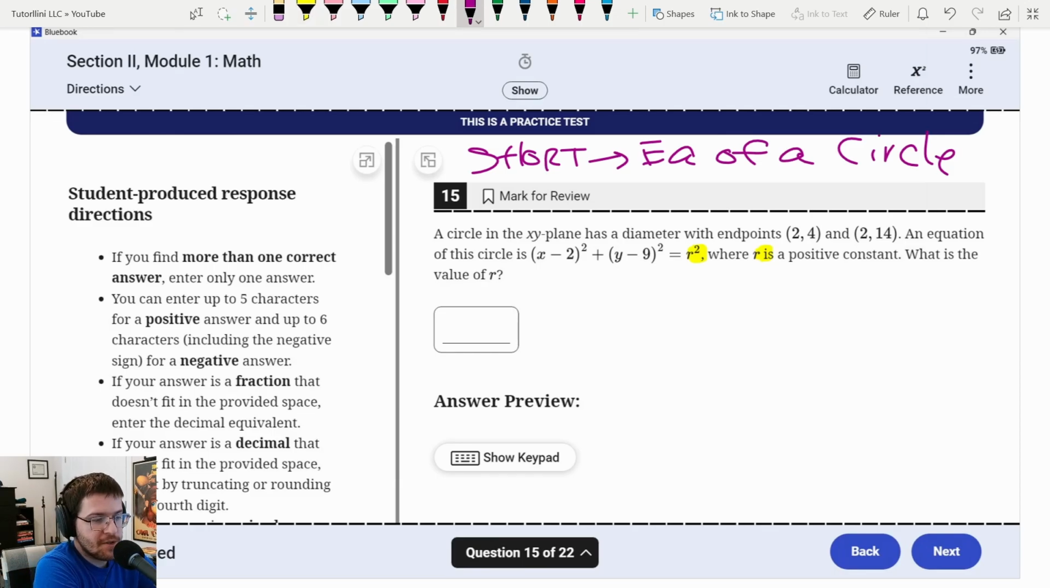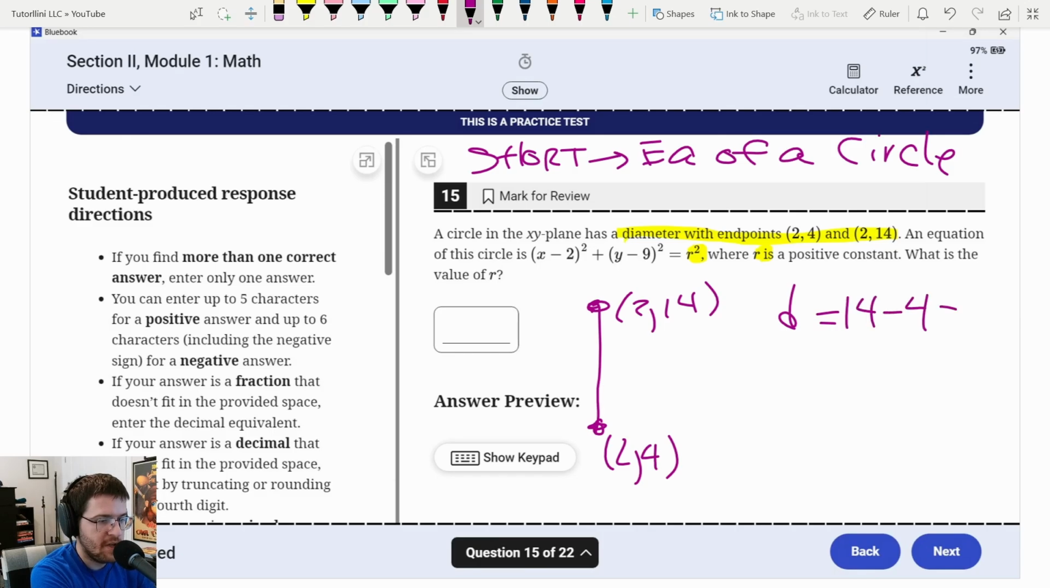So we just got to find the radius. So if you plotted those 2 points, 2, 4 and 2, 14, they would be right on top of each other because they're both at x equals 2. So you could use the distance formula, but when a segment is straight up and down or straight left and right, you can quickly find the distance by subtraction. So it says diameter with endpoints. So the distance between them will tell me the diameter. So the diameter is, if I just do the positive difference, 14 minus 4, and I get 10. The radius is half the diameter, so half of 10 is 5.